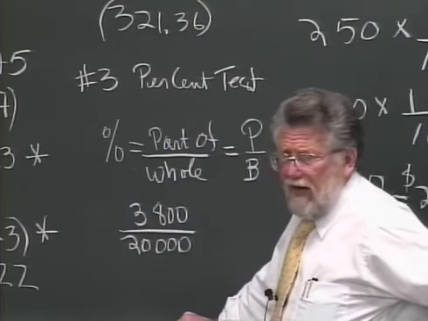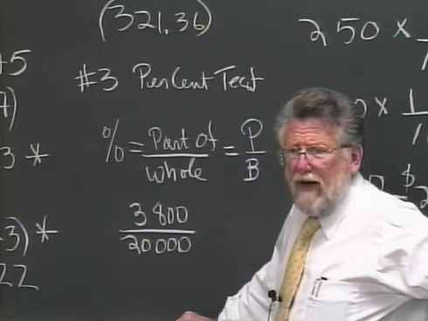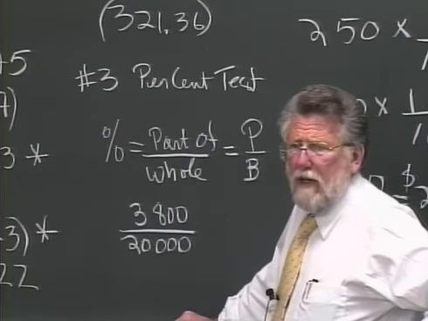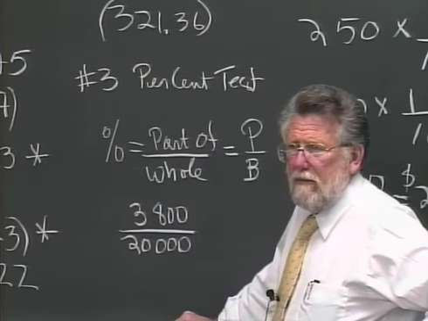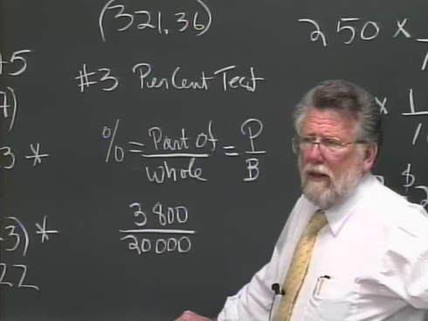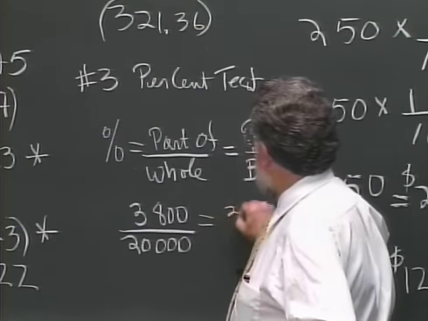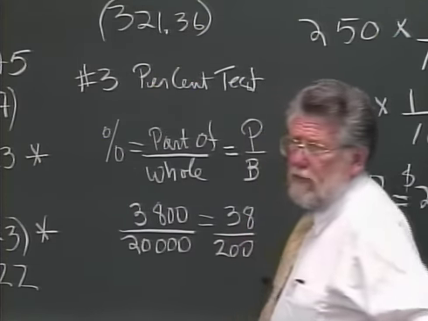How could I simplify that fraction? I can reduce. Let's divide 100 into the numerator, 100 into the denominator, and what do you get? 100 into the numerator, 100 into the denominator. And my argument is this should be what? 38 over 200. Now that was an easy part.